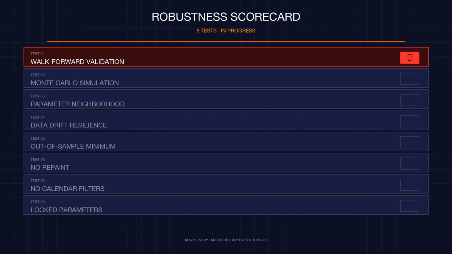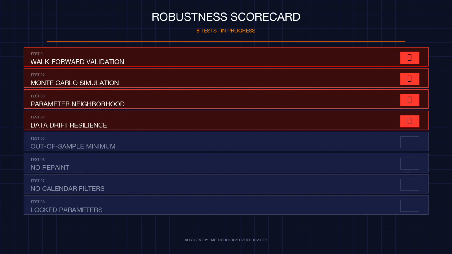Test 2. Monte Carlo simulation. 10,000 random reorderings of the trade sequence. How many simulated paths end positive? 63%. The threshold is 95%. Fail. Too many failure scenarios.